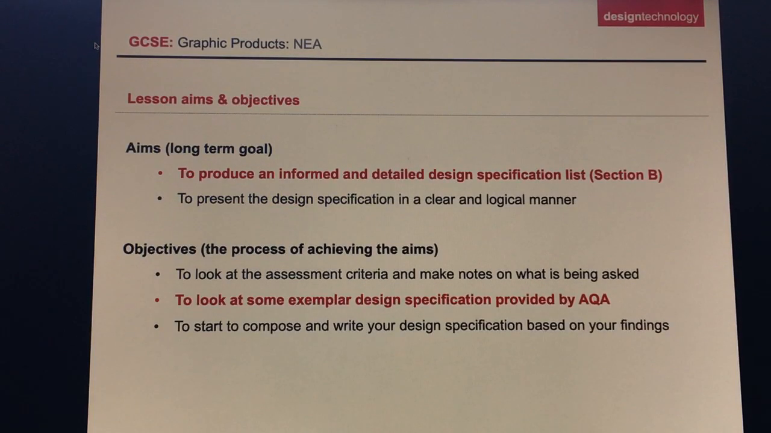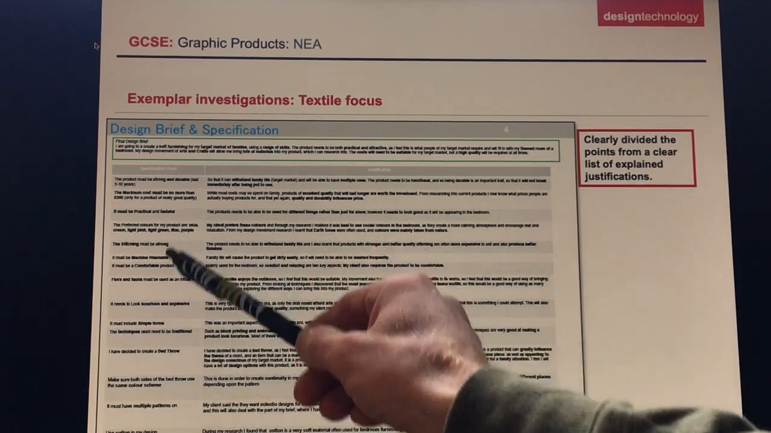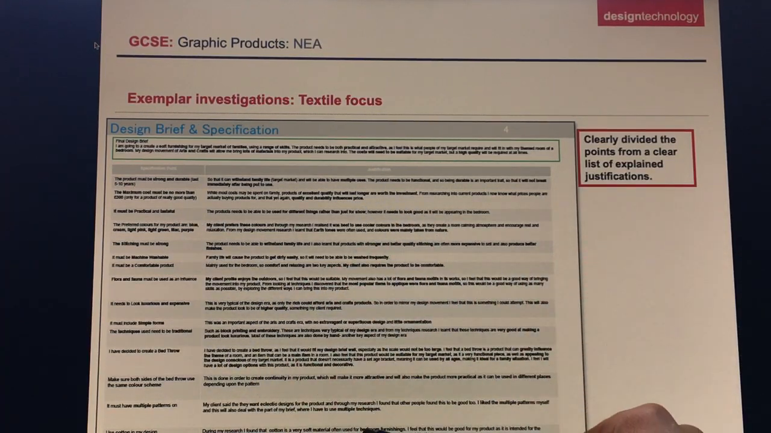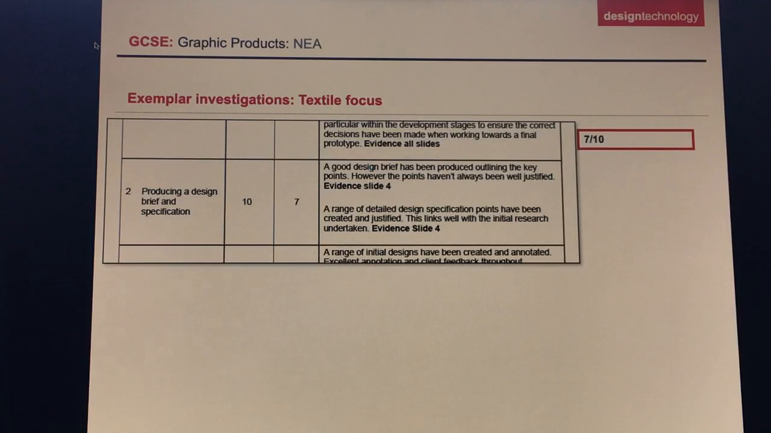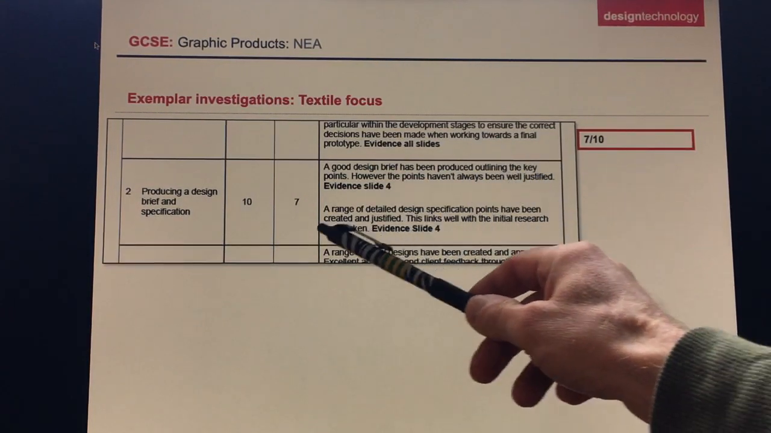So we're now looking at some exemplar work from AQA. In here, you've already seen this one. I've gone through the design brief at the top of it. You can see here on the left, these are the points. These are the justification points on here. It's going to be slightly different to how I encourage students to lay them out, but it does say it has clearly divided the points from the clear explanations here. So points and explanations, which is good, I suppose. This overall, including the design brief, got 7 out of 10.